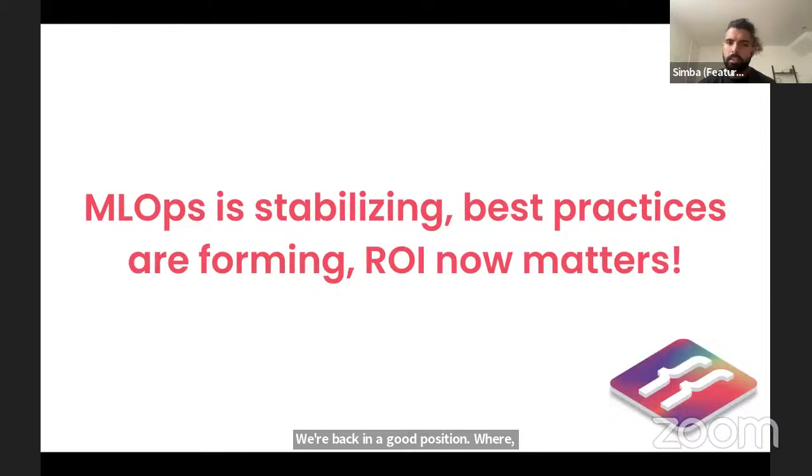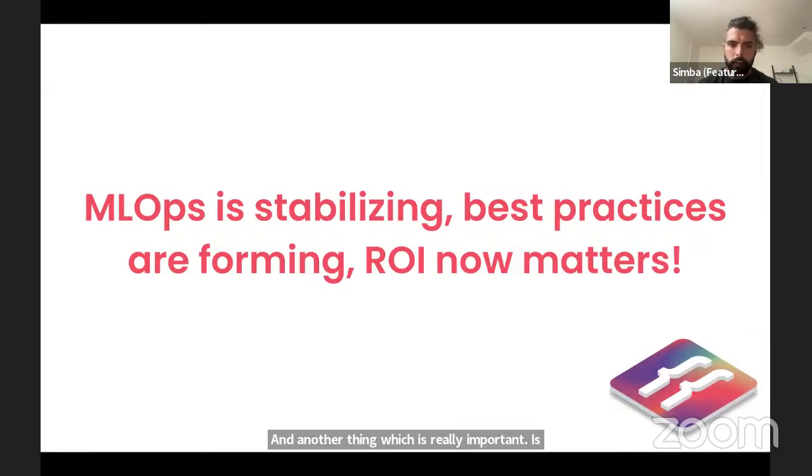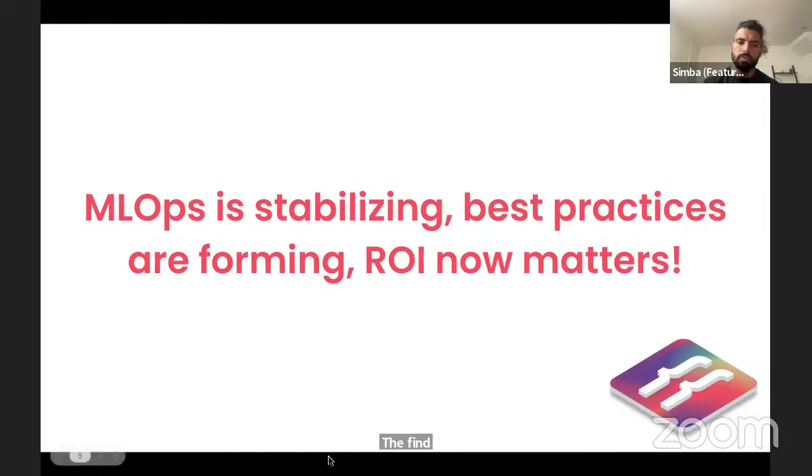MLOps is kind of stabilizing. There are best practices now that I can share. In 2021, I could only share what I thought was best practices. At this point, there are patterns emerging. And another thing which is really important is the ROI is more critical than ever. So you really have to be able to define MLOps, define your platform, and tie it directly to your return on investment. So gone are the days of just using every shiny new tool just because.